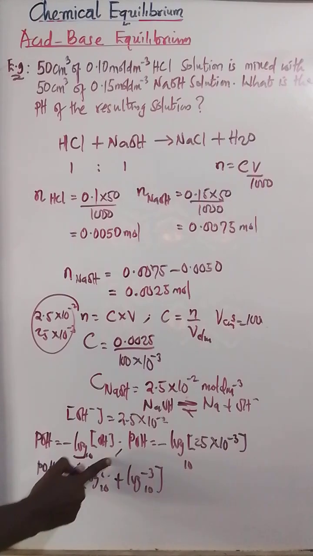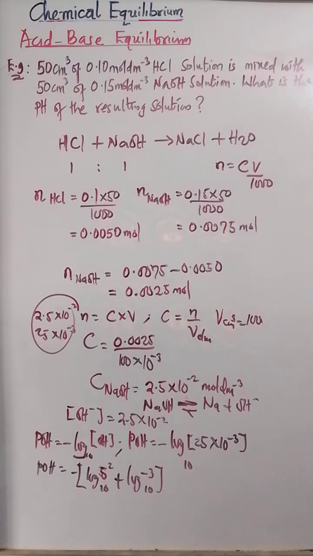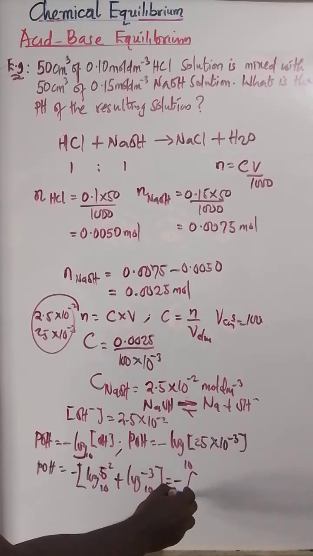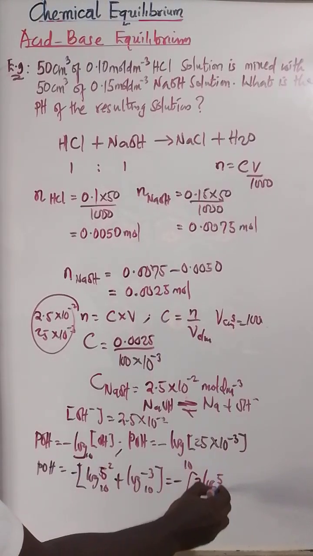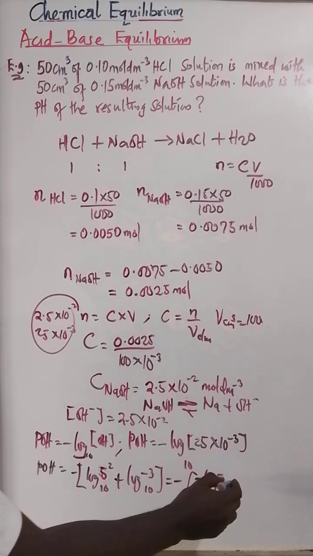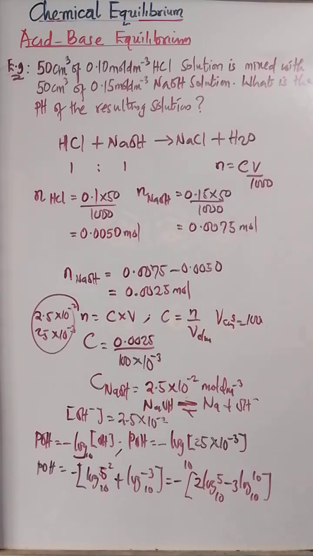What's 25? 5 squared. But this 5 squared is unuseful. So what happens? These two will go to the back of the log, and this will give us minus 2 log 5 base 10. Then this minus 3 multiplied, so that will be minus 3 log 10 base 10. Log 10 base 10 is 1. So from here, the pOH equals to minus.